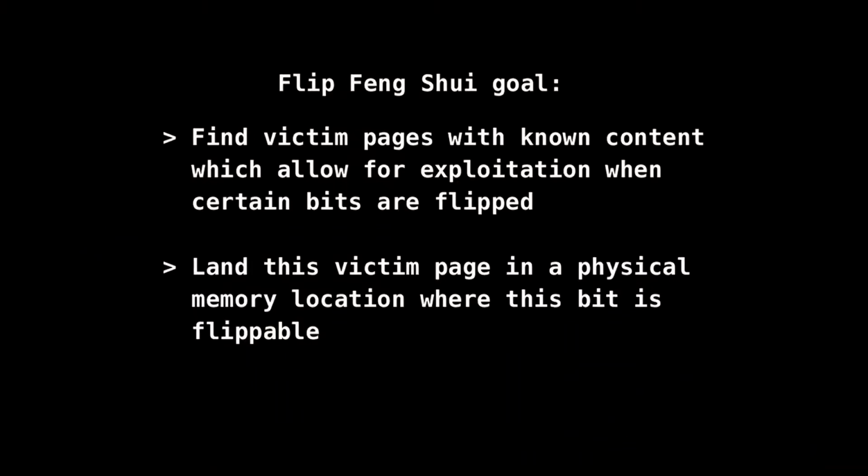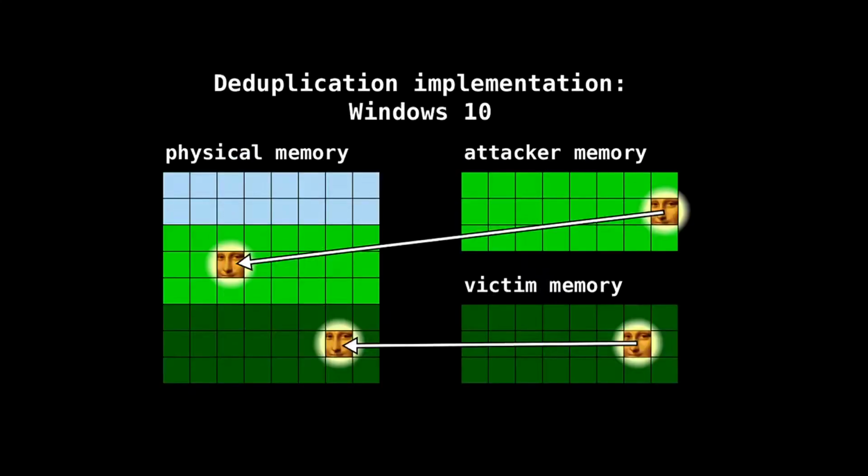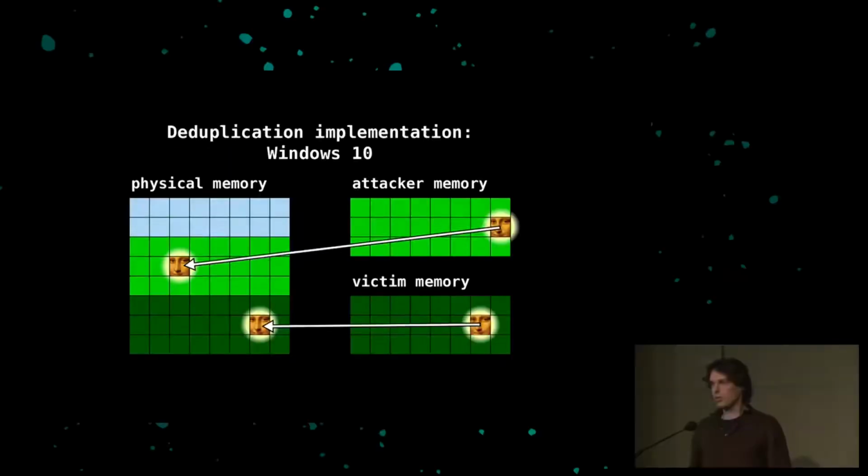So we're going to look for pages in the victim that we want to flip, and then make sure that these pages are put into a location where we can flip these bits. So we thought memory deduplication is an attractive way of doing this.